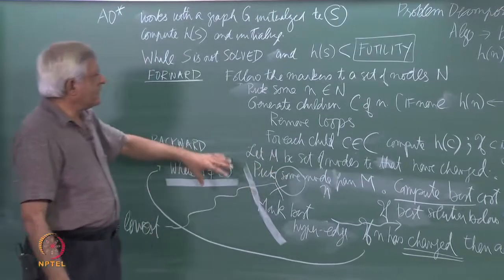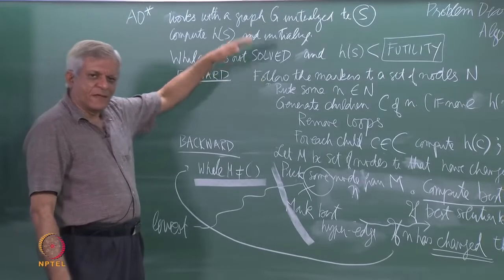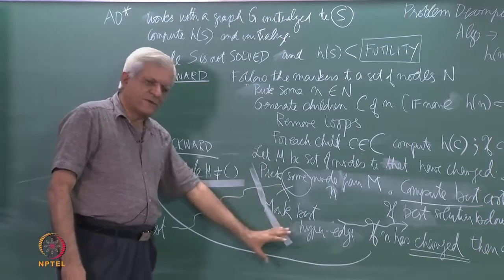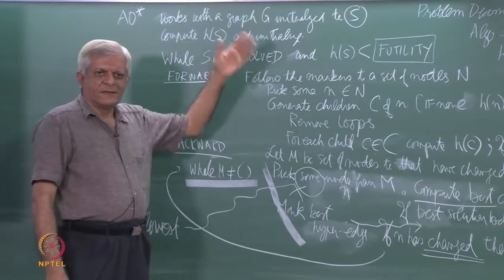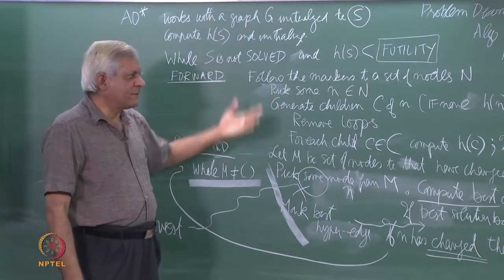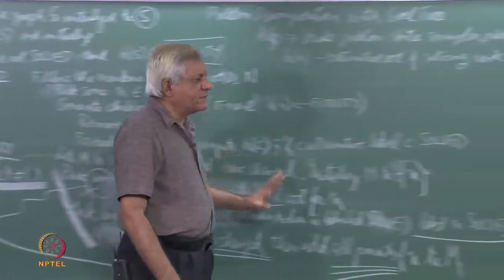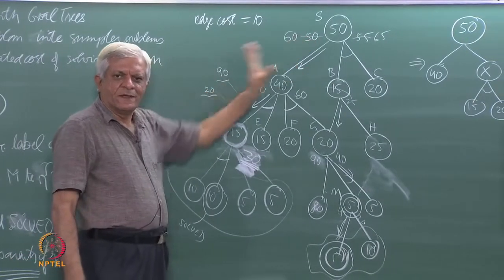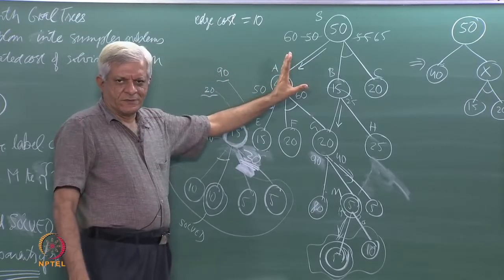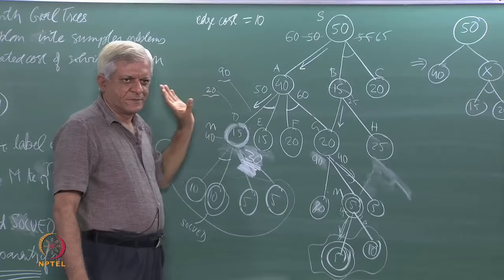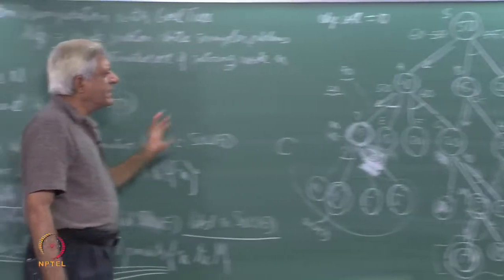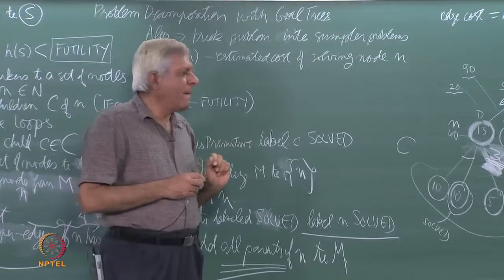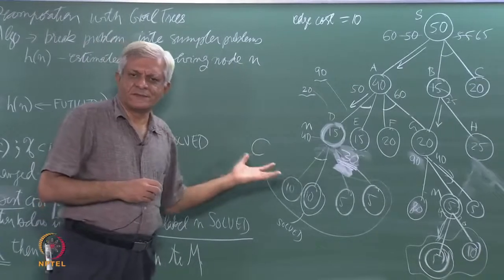So, once this ends, the algorithm will go back to the forward mode, again follow the marked paths, again expand some node, then it will go into the backward phase, backing up the values from there. This forward and backward phase will keep happening till one of two things happens: either the value solved is percolated to the root or the value of futility is percolated to the root. In which case either it will give you a solution, which would be a subgraph or a subtree, or it will say that we cannot find a solution of this cost.